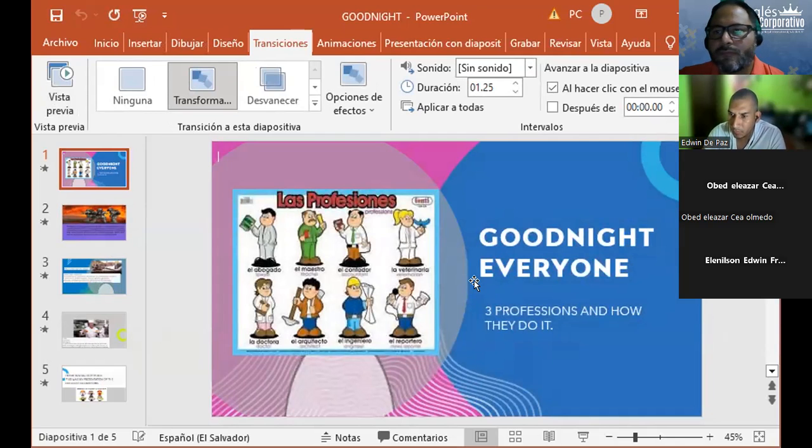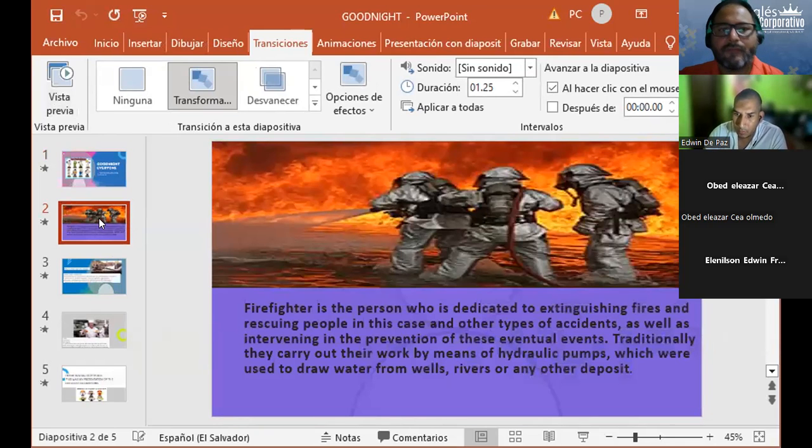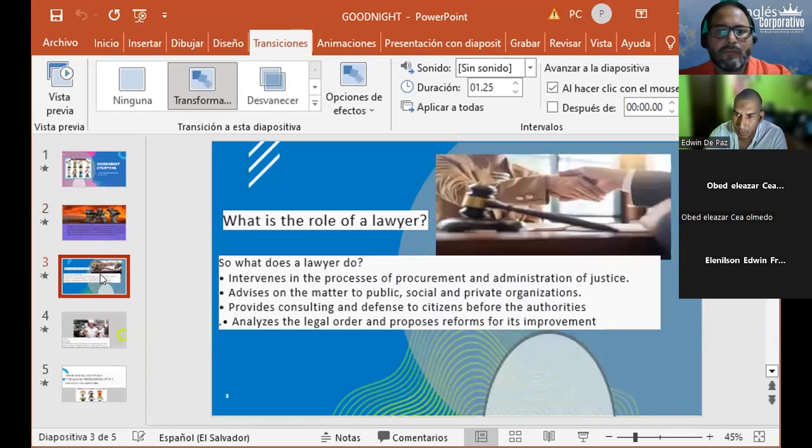Good night, everyone. The three professions and how they do it. The first occupation is the firefighter, the person who is dedicated to extinguishing fires and rescuing people, in this case in the event of an accident, as well as intervening in the prevention of such events. Traditionally, they carried out their work by means of hydraulic pumps, which were used to draw water from wells, rivers, or any other deposit. The second profession: what is the role of the lawyer?